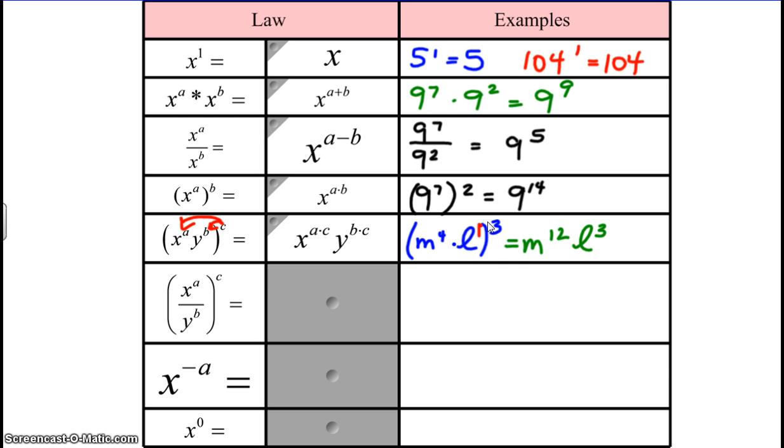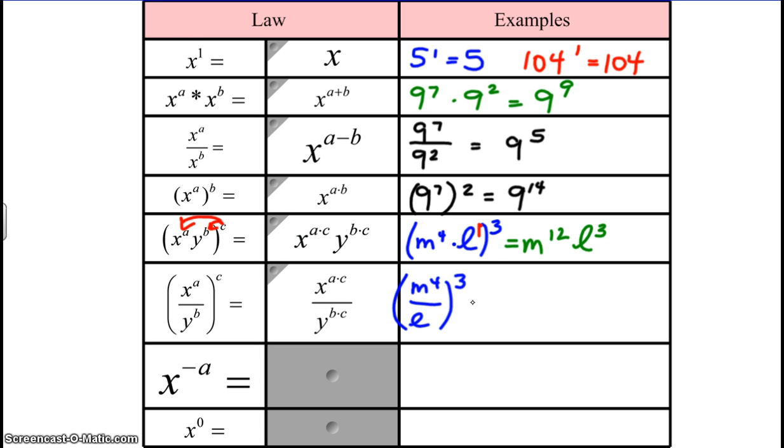Alright, now looking at this next problem here, we can see that it's x to the a over y to the b. Now, because these are different bases, I cannot simplify it in the way that I did at problem number 3. So I have to leave this alone. However, I see a c on the outside, and I can distribute the c into both the a and the b in the same way that I did the problem above. So let's try that using the same problem that we did. Let's do m to the 4th over L in parentheses to the 3rd power.